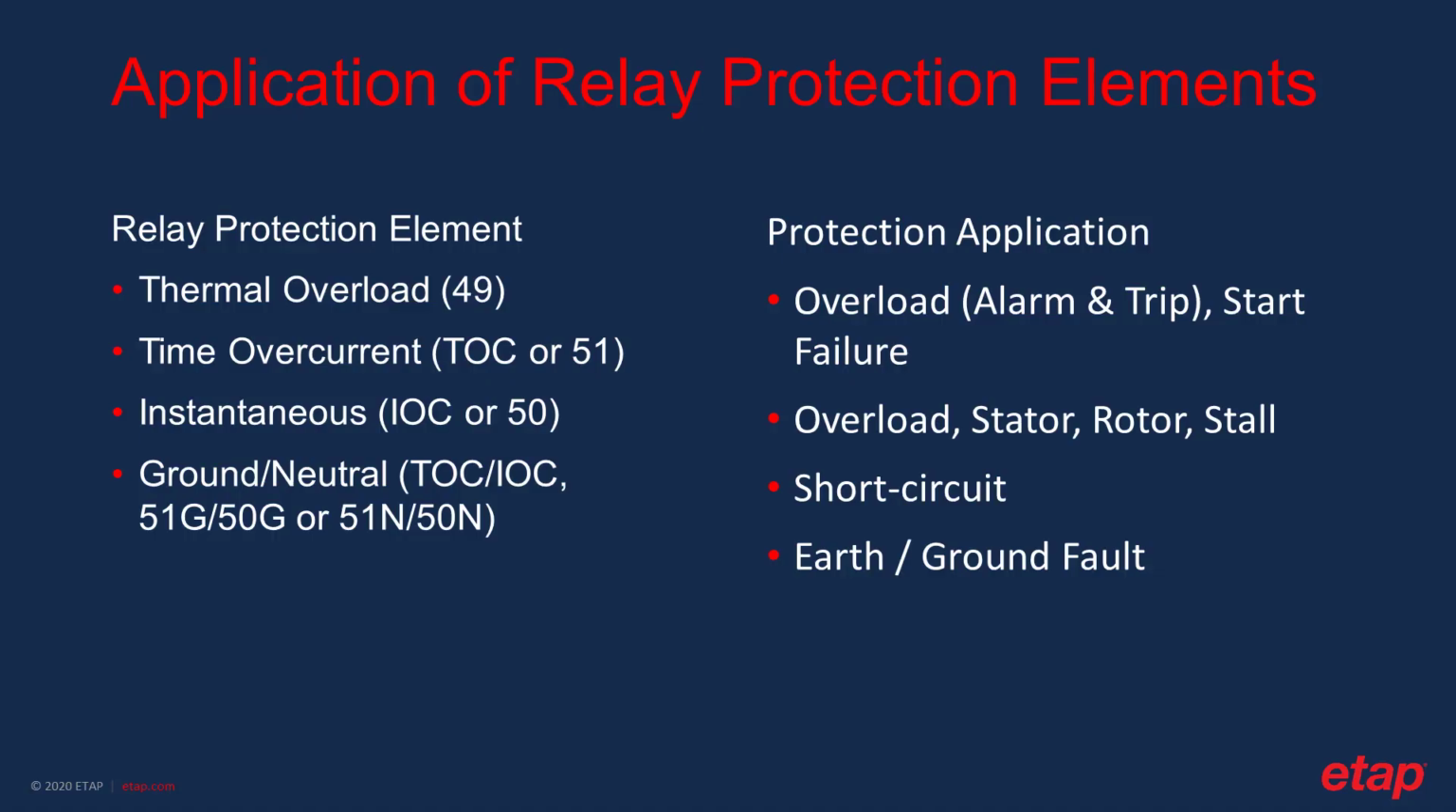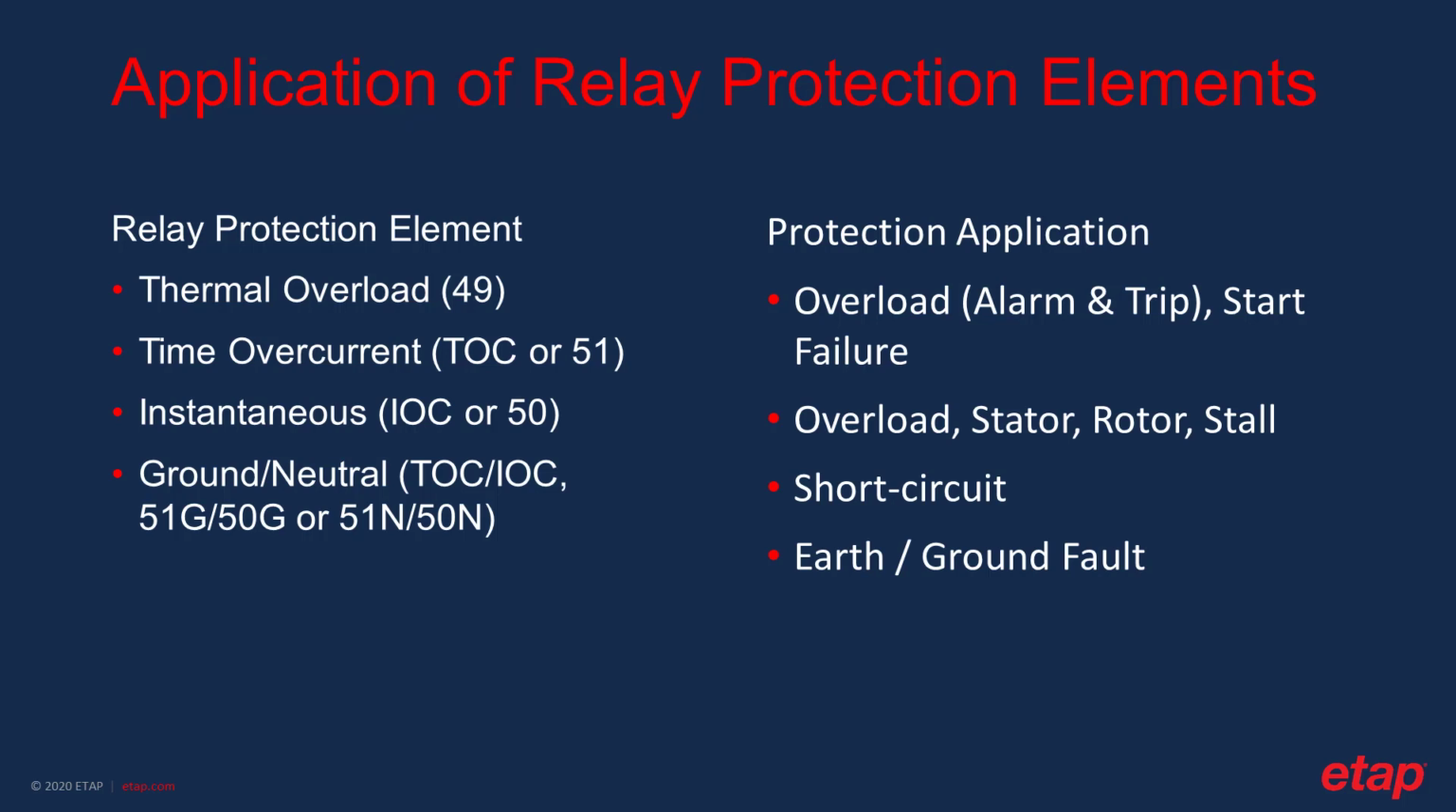Different types of relays have the role of protection in medium voltage motors. Below is the typical application of different protection elements for relays. The 49, as can be seen, is typically used for the overload protection and start failure. The 51, time overcurrent, can be used as an alternative for the overload protection, especially with the new microprocessor relays. It can also protect the stator, rotor, and stall landmark or the damage point.